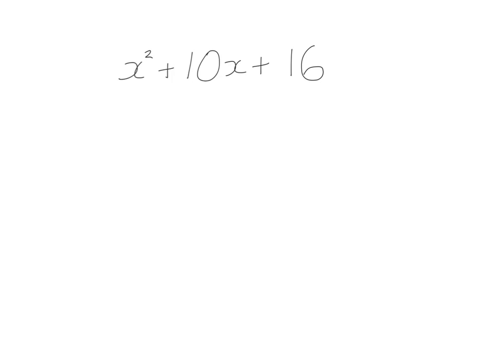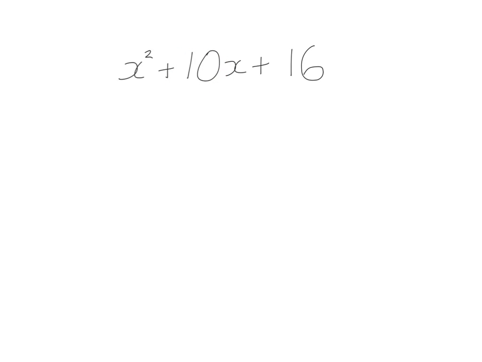Okay, here we have been asked to factorise x squared plus 10x plus 16. That essentially means we want to put it into brackets, into two different brackets. What we need to do is identify factors of plus 16 that, when we add the factor pair together, are going to give us plus 10.